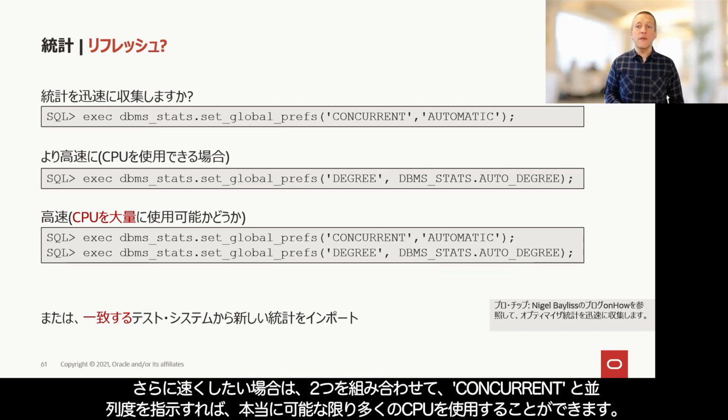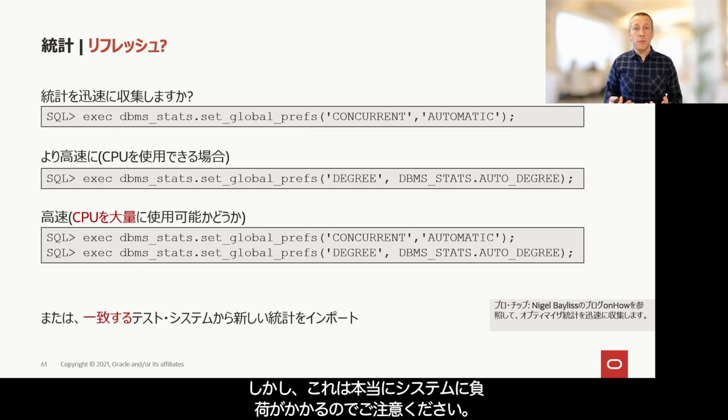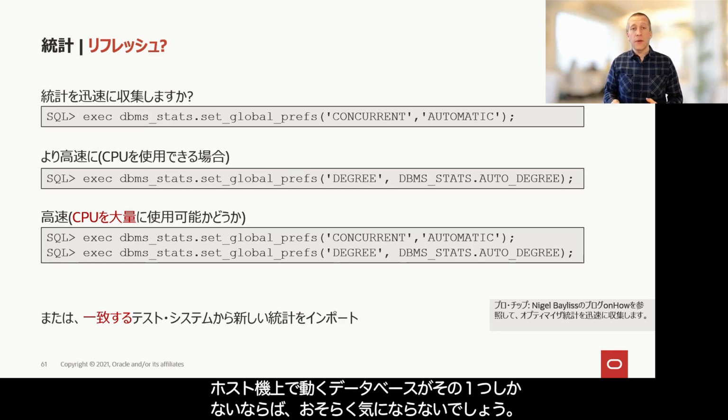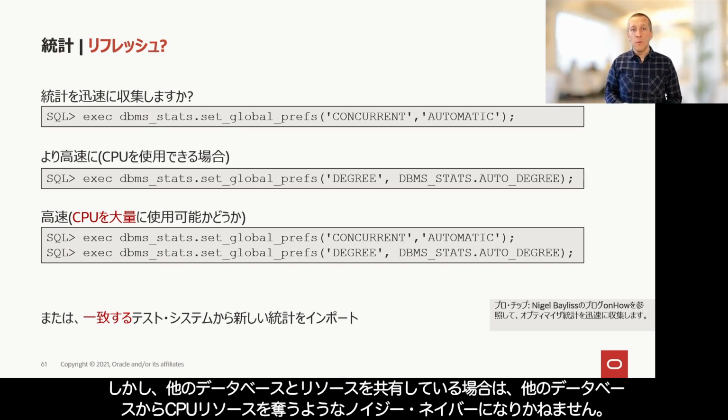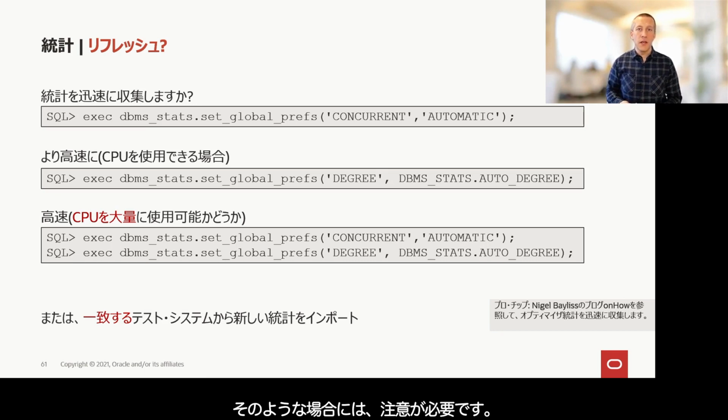But if you want it to go even faster, you can combine the two, use concurrent and auto degree, and you can really use as much CPU as entirely possible. But be advised, this really can put a load on your system. If your database is the only database on that host, you probably don't care, you just want to gather statistics as fast as possible. But if you're sharing the resources with other databases, you don't want to be that noisy neighbor that steals all the CPU resources from the other databases. In such a situation, take care.